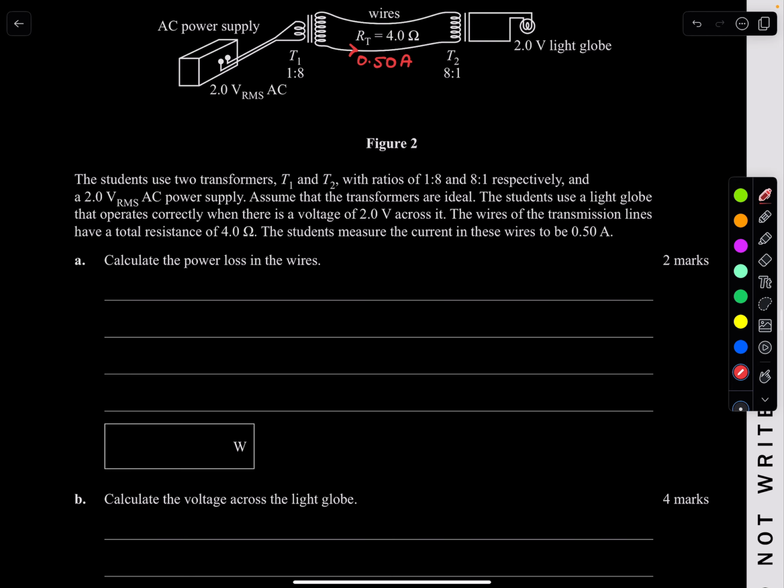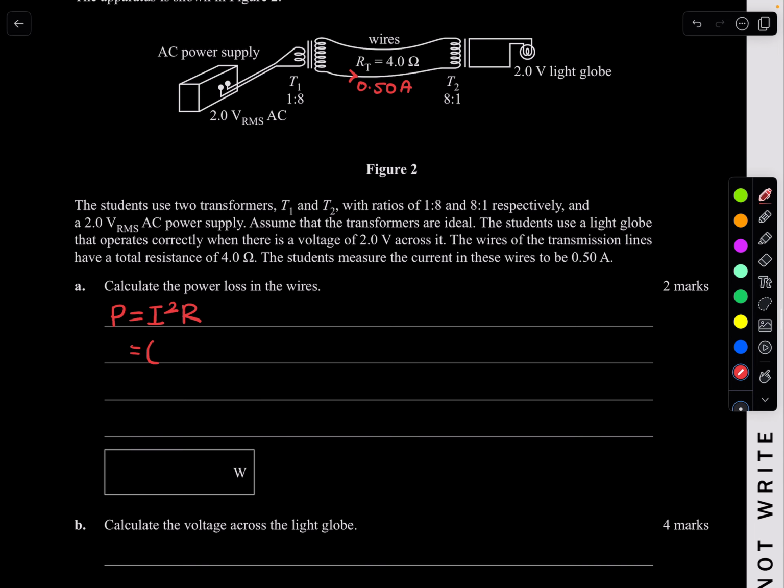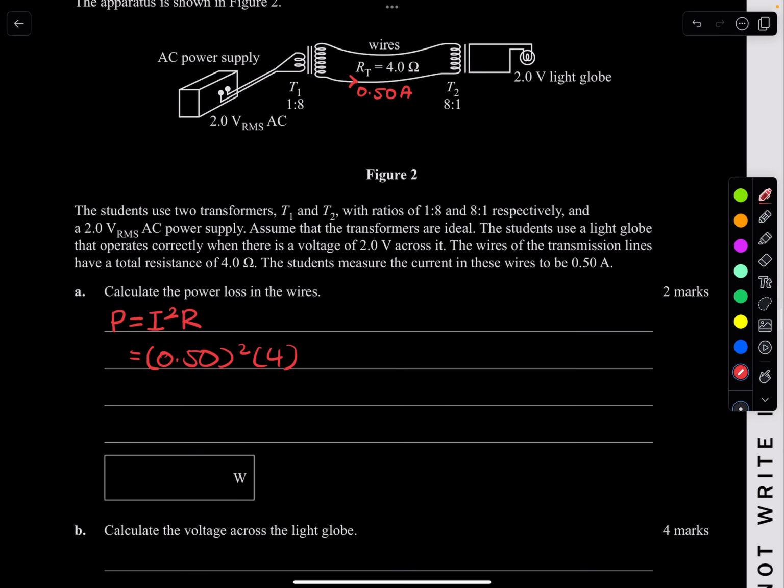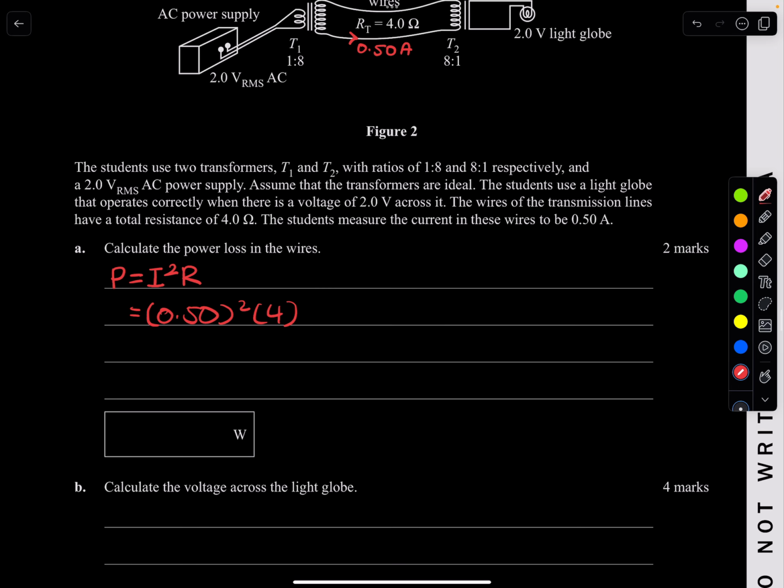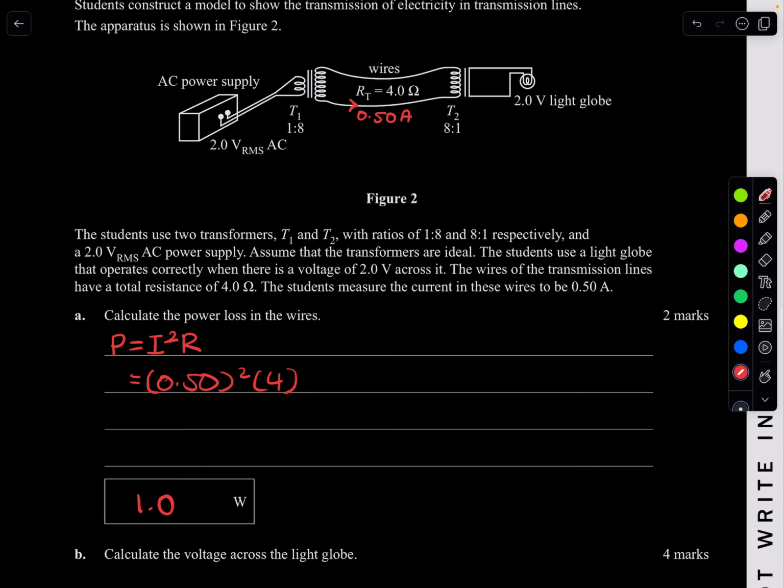What a beautiful question. So we know power loss is just I squared R. Your current that's running through those transmission lines in those wires is 0.50 squared times your resistance, which is 4. We found that. Putting this in your calculator, what do we get? 0.5 squared times 4 gives me 1. To how many significant figures? The lowest is actually just 2, so 1.0 watts will be lost.